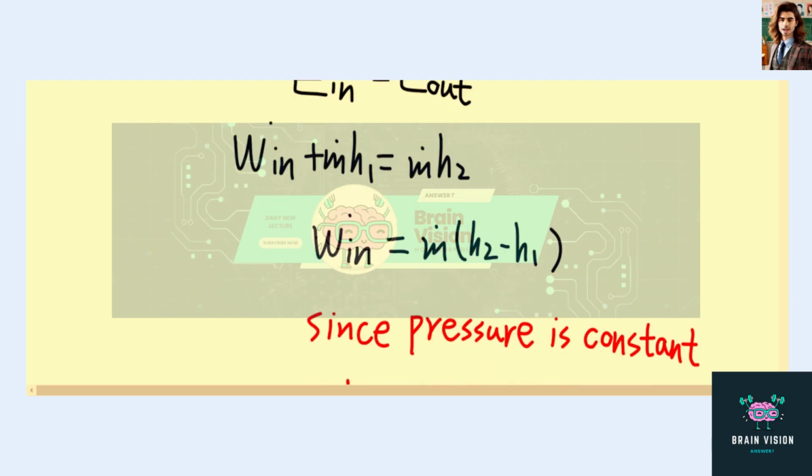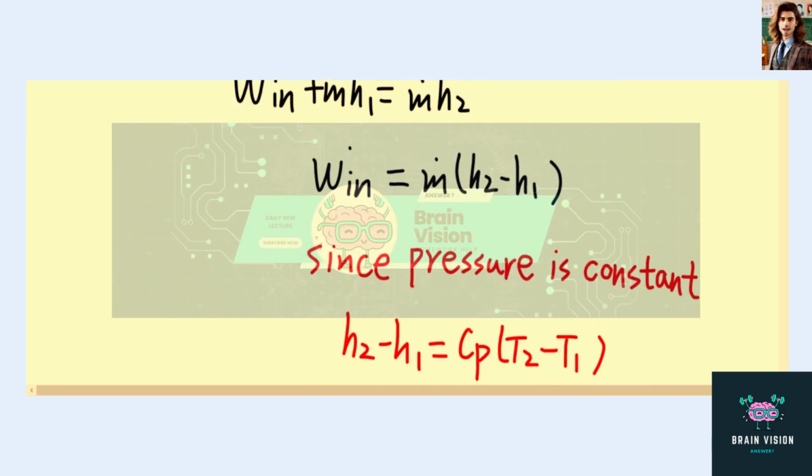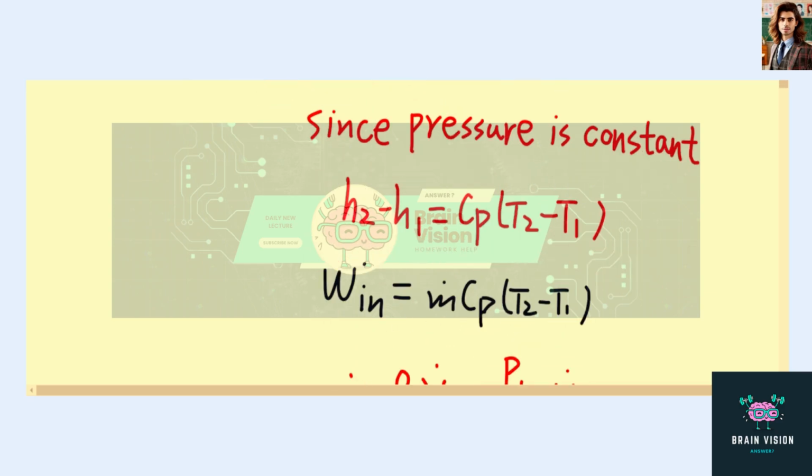So in this question, we know the pressure is constant, which means that h2 minus h1 can be expressed as Cp times (T2 minus T1). Cp is the specific heat of the air at constant pressure, T2 is the final temperature, and T1 is the initial temperature. So therefore, I have W dot in is equal to m dot Cp times (T2 minus T1).